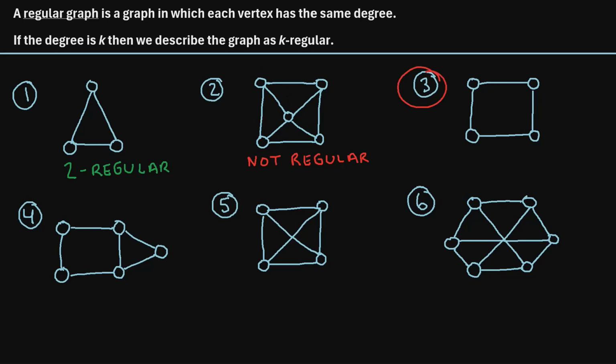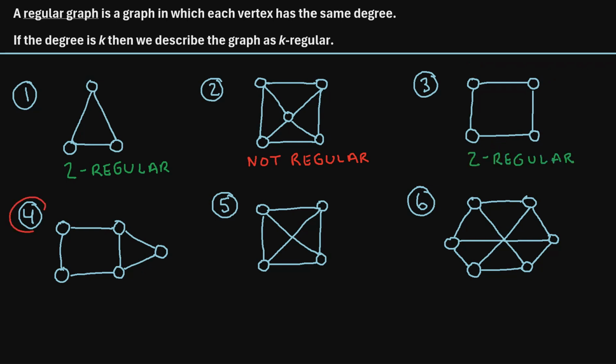All right, let's check out example number 3. So to determine if this is a regular graph, we need to find the degree of each vertex. So if we consider this vertex, we can see it has a degree of 2. There are 2 edges connected to it. And if we consider this vertex, we can see it also has 2 edges that are connected to it. And this vertex also has 2 edges connected to it. And this last vertex also has 2 edges that are connected to it. So each of the vertices in this graph have a degree of 2. So we would say this is a 2 regular graph.